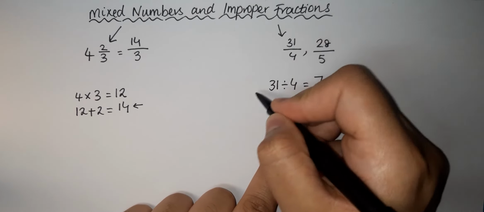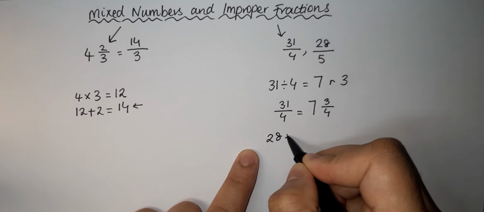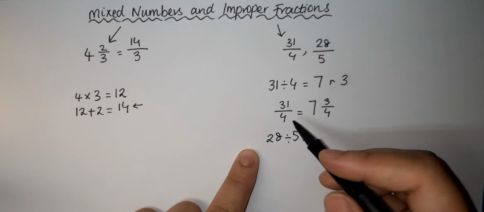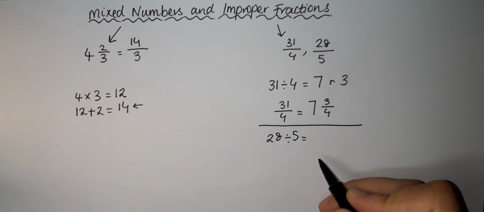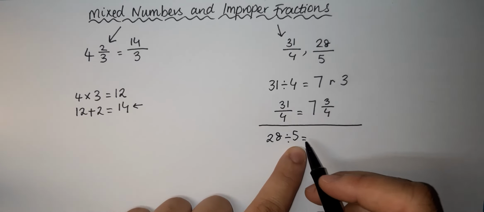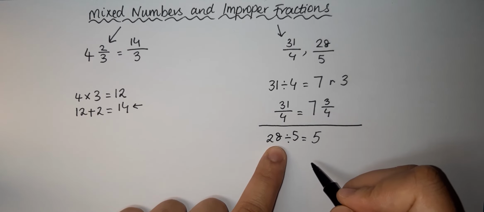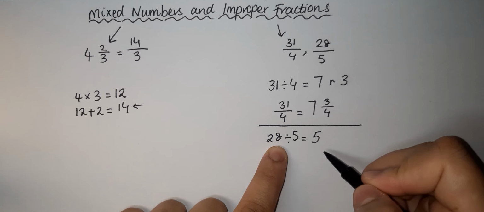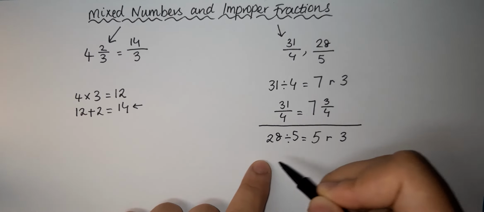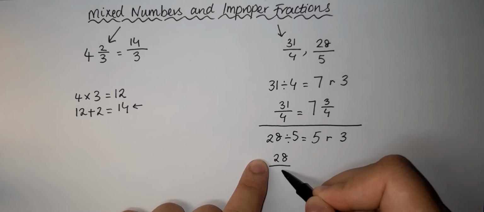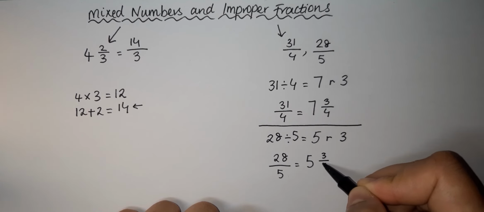Let's do it with 28. If we do 28 over 5, we can rewrite it as 28 divided by 5. Let's draw a line here so we know they're separate. 28 divided by 5. So 5 times 5 gives us 25, and to get to 28, we need to add on 3. So we have a remainder of 3 here as well. So we can rewrite 28 over 5 as 5 and 3/5.